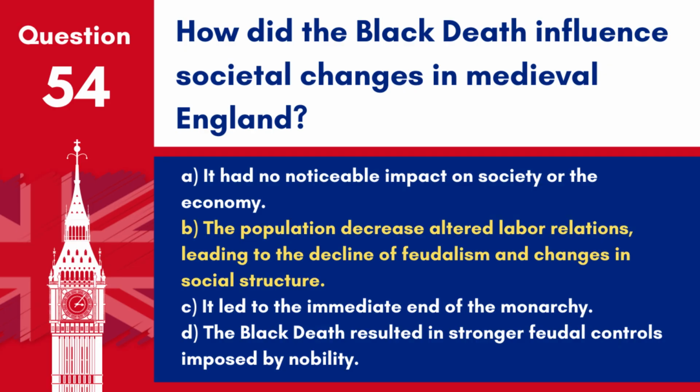Answer: B. The population decrease altered labour relations, leading to the decline of feudalism and changes in social structure. The Black Death had profound effects on medieval society, significantly reducing the population and thereby shifting economic and social dynamics, which ultimately contributed to the decline of the feudal system.